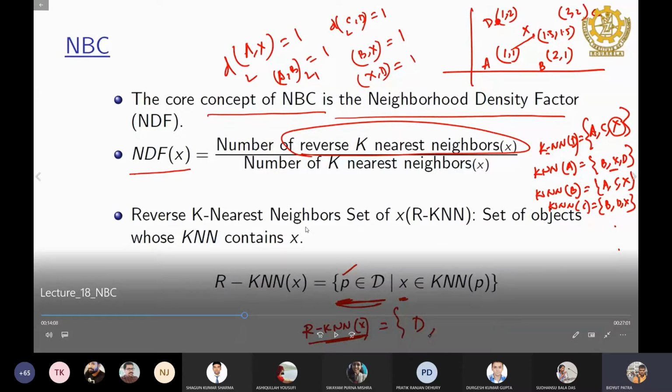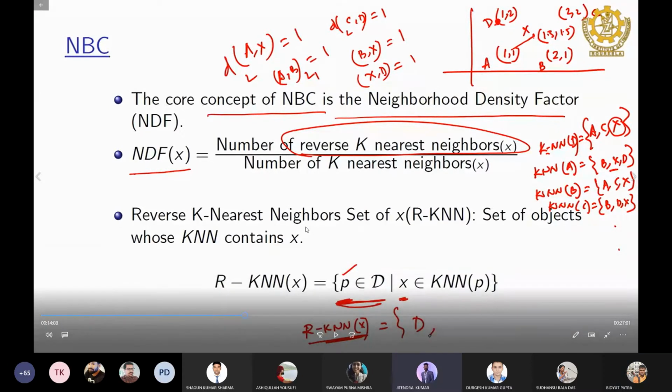Sir, why are not all the distances the same here? I mean, A to X is 1, A to D is 1, A to B is 1. Then why is it not here in KNN of D, KNN of X? So sir, KNN of D is equal to A, C, X. All distances are the same. I mean, D to A is 1, D to C is 1, D to X is 1, so D to B should also be in KNN of D. D to B is 1 distance? What is the distance between D and B? Oh, sorry, sir, 2.